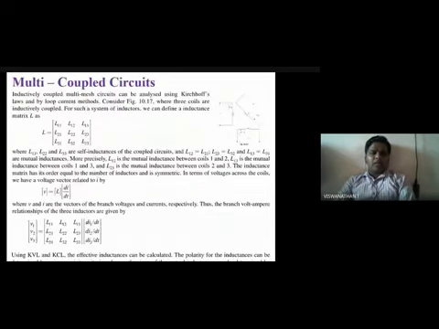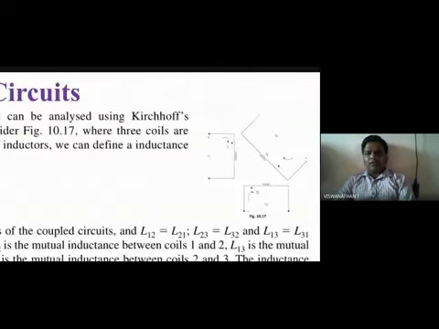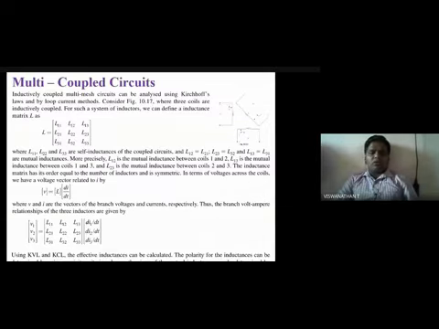Next one, multi-coupled circuit. Till now we discussed only single coupled circuit. Multi-coupled circuit means more than 2 windings are there. Here we are considering first winding, second winding, and third winding. The direction of the current is decided by the dot convention rule, which we already discussed. For this we are considering 3 coils: L1, L2, and L3. They form some mutual inductance.